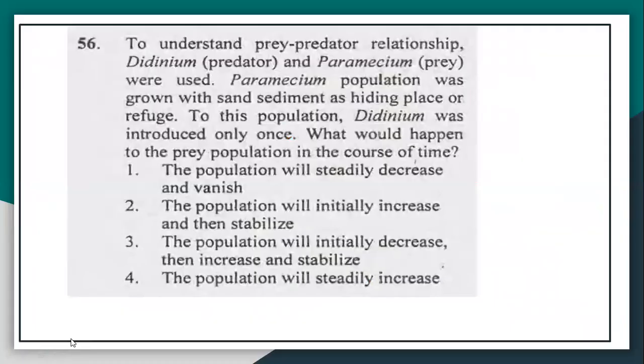Now, next question. To understand the prey-predator relationship, Didinium predator and Paramecium prey were introduced. The Paramecium population was grown with sand sediment as a hiding place or refuge. To this population, Didinium was introduced only once. So here we know the prey-predator interaction: Paramecium is the prey, and the predator is Didinium.